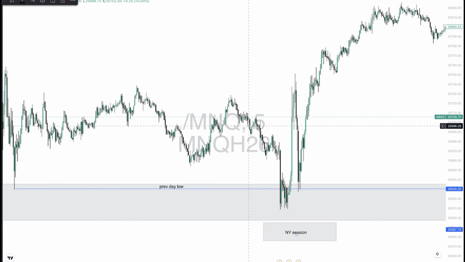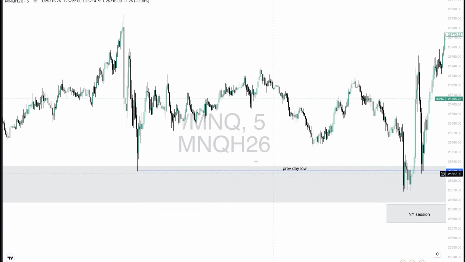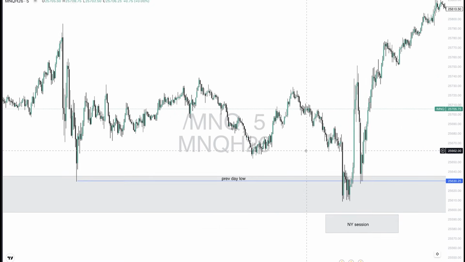All right, guys, in this example, we have NQ. We're going to assume we're bullish for the day. As you can see, during the New York session, we see that clear manipulation happen going into the previous day's low. And there was actually another additional bonus: it went into that old new week opening gap, so that was a further point of support, right? But anyways, we have our key reference point, which is our previous day's low.